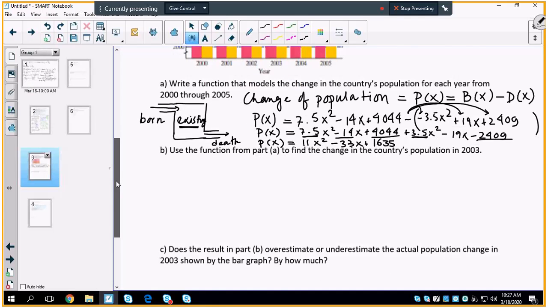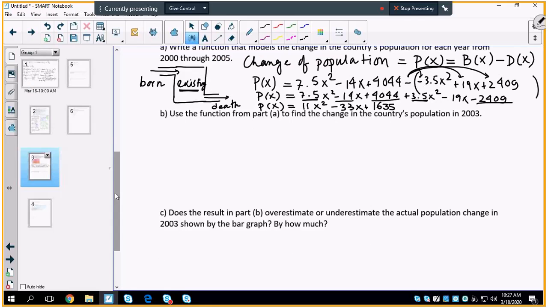The second question is going to give us some interesting data. Use the function from part A to find the change in the country's population in 2003. First, understand what is in 2003. In 2003, since 2003 is 2003 minus 2000, many years after the year 2000.